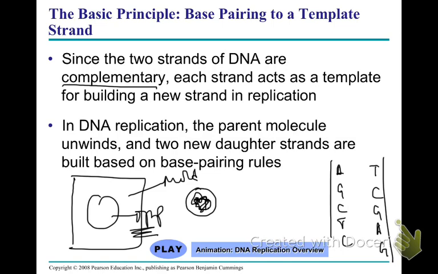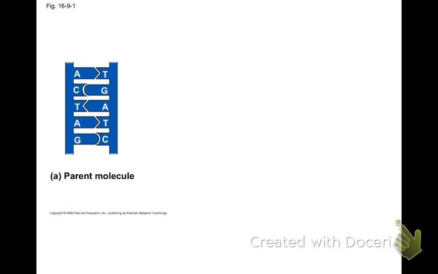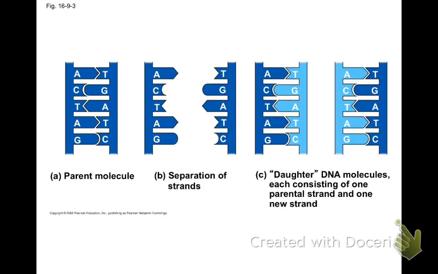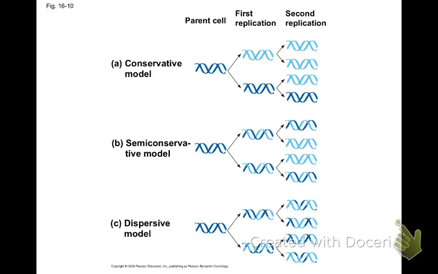In DNA replication, the parent molecule unwinds and the new daughter strands are built based on the base pairing rules. The parent molecule separates, the strands get separated, and daughter strands are built, and in the end you have two molecules, each with one parental strand and one daughter strand. There were three different hypotheses put forward in an effort to explain the replication process.